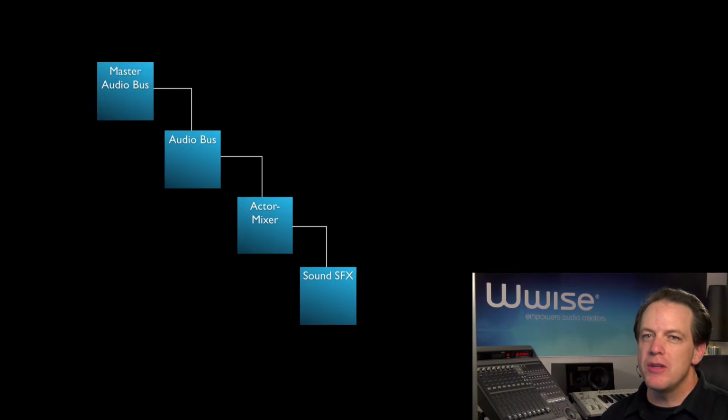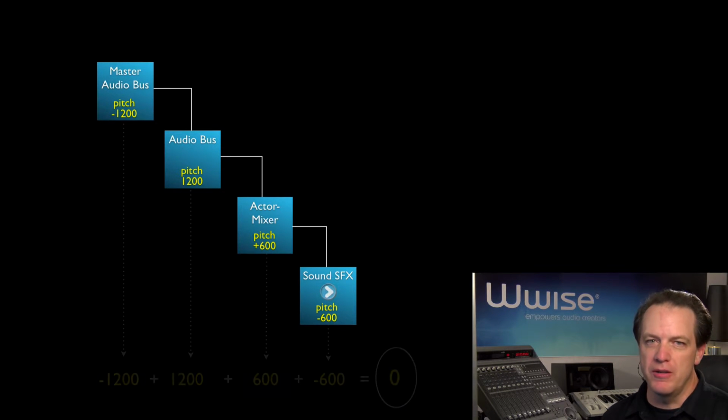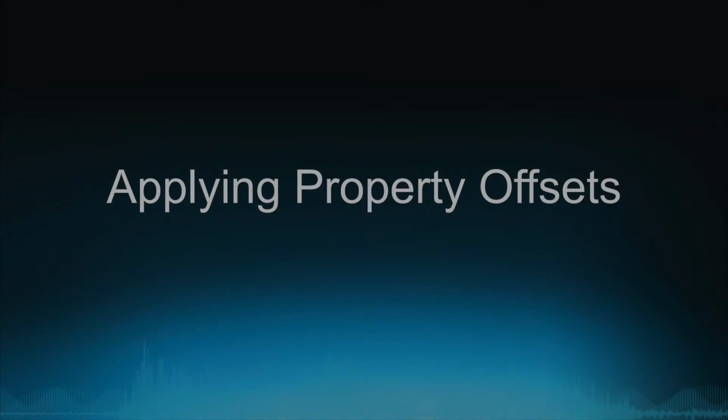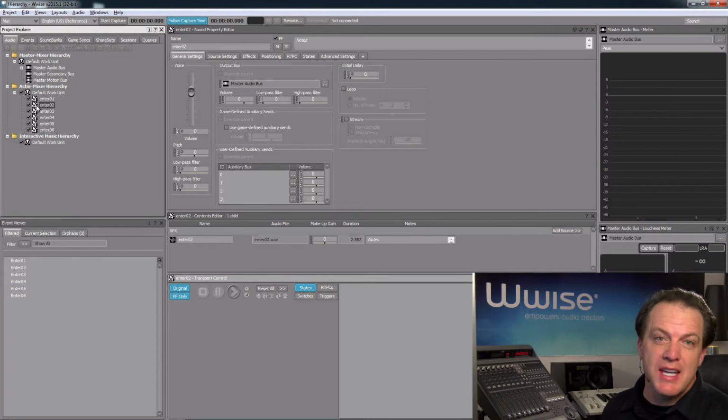For property values like pitch, inheritance occurs in a cumulative fashion. Let's say that these are the pitch values for these four objects. When the object at the bottom of the hierarchy is played, the pitch property settings from all of the objects above are summed together to create the value that will be used at the time the sound is played. Let's see how this works in an actual project. Here is a project with various sound SFX objects that contain some dialogue already imported.